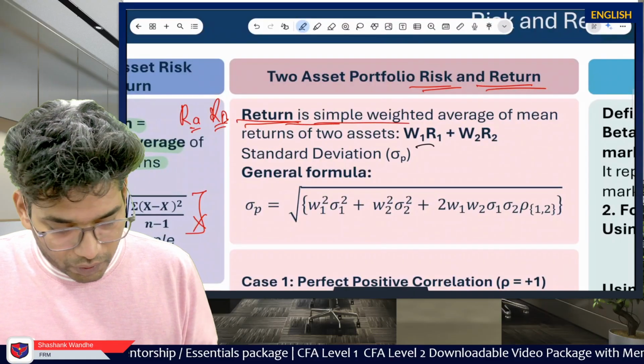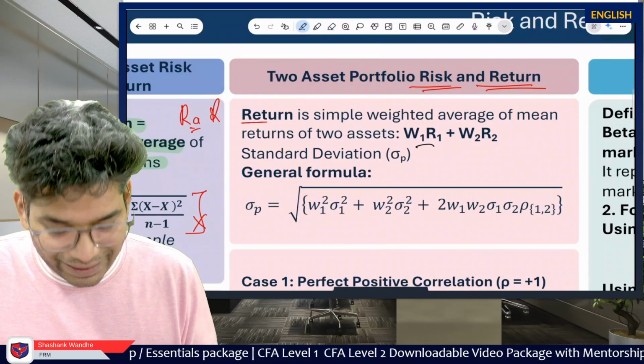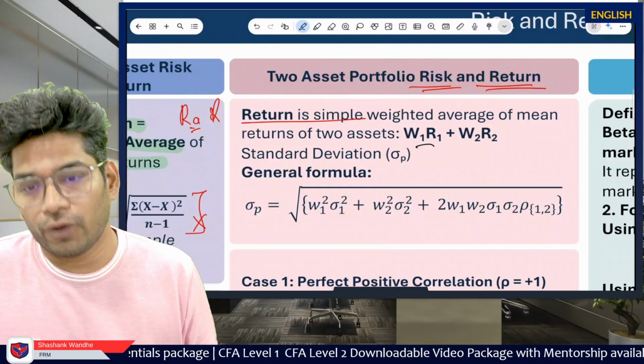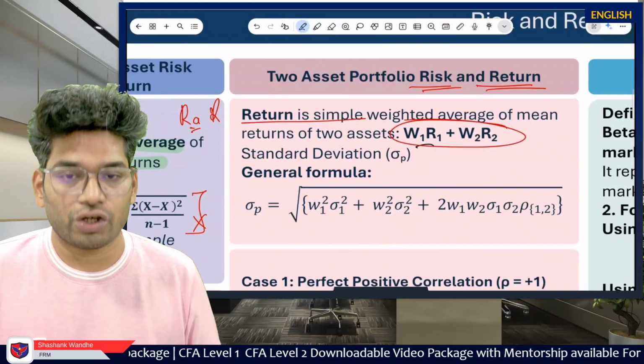Now, the return of a 2 asset portfolio is calculated as the weighted average of the means.